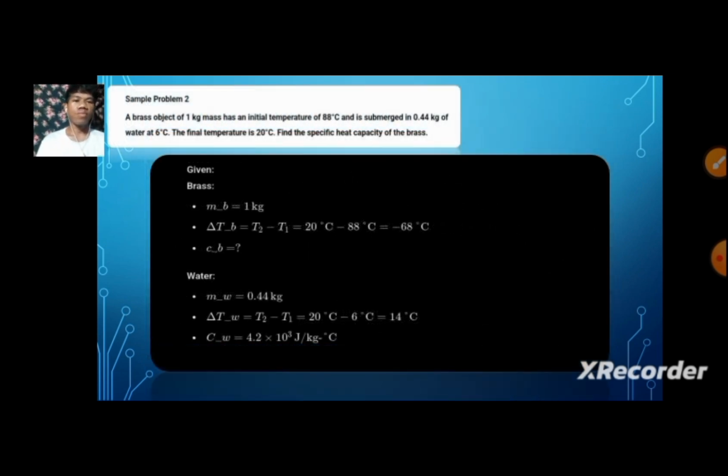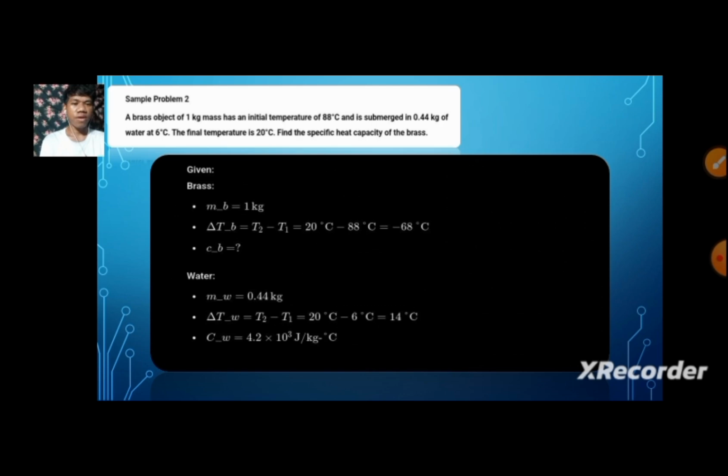For sample problem number 2, a brass object of 1 kilogram mass has an initial temperature of 88 degrees Celsius and is submerged in 0.44 kilogram of water at 6 degrees Celsius. The final temperature is 20 degrees Celsius. We have to find the specific heat capacity of the brass.